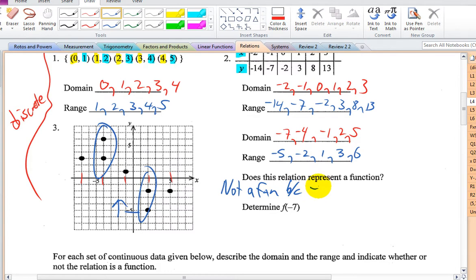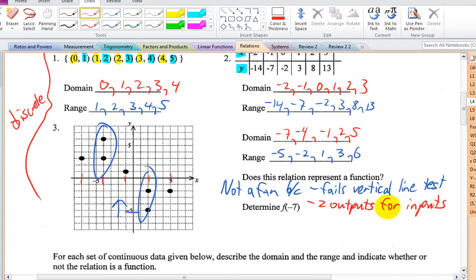There's 2 reasons. You just have to list one. It fails the vertical line test. Because it's a graph, you can say that. Or you can also say there's 2 outputs for the inputs -4 and +2. Okay, so either or. All right, good. Now determine f at -7.